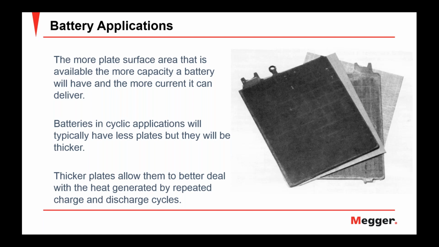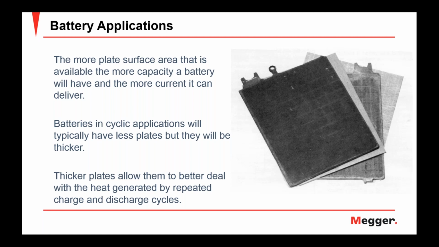The more surface area I have, the more charge I can have on that battery, the more capacity it will have, and the more current it can deliver. So when I have these applications that require a lot of capacity, I'm going to end up having larger cells. Okay. Now, batteries also in the cyclic applications, these will actually want to have thicker plates in them. Why is that? Well, when I'm discharging and recharging, I'm producing heat. So the thicker plates allow me to deal with that heating and cooling effect much better.